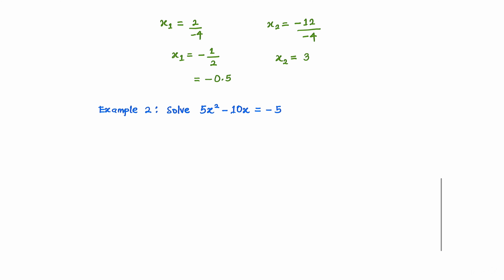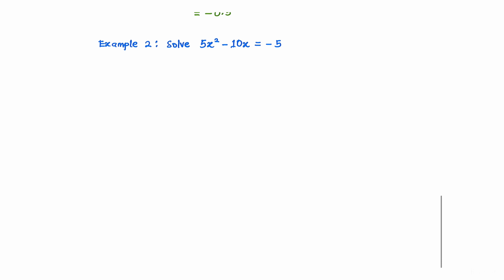Second example says, solve 5x squared minus 10x equals minus 5. The first step involves making sure that the equation is in the general form. So 5x squared minus 10x equals minus 5 is not in the standard form. So rewriting it in the standard form will be 5x squared minus 10x then plus 5 equals 0.